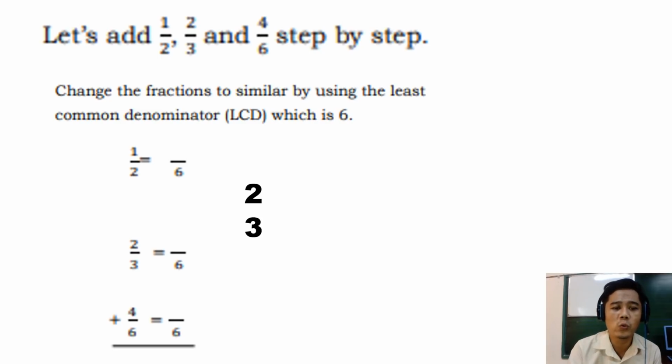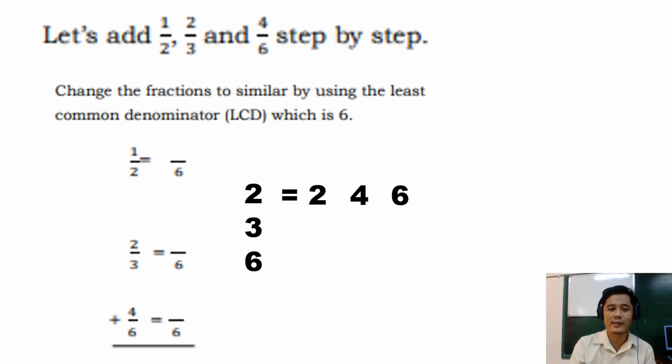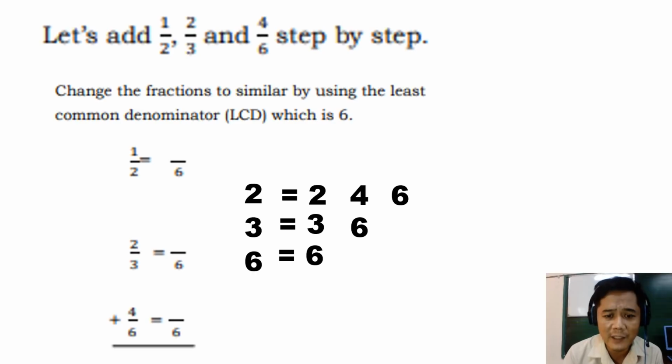So we write 2, 3, and 6. Ang listing method ay parang skip counting lang, no? So 2, 4, 6. So yun ang 6. Then 3, 6. Then 6, 6. So yun yan, ayan yung pinakamababang common denominator ng 2, 3, and 6. Kung sino yung unang number na parehas sila sa listing method. So yan ang ating first step.